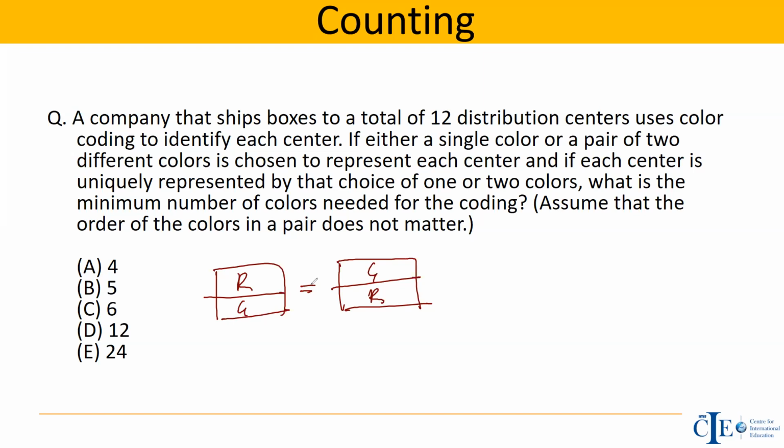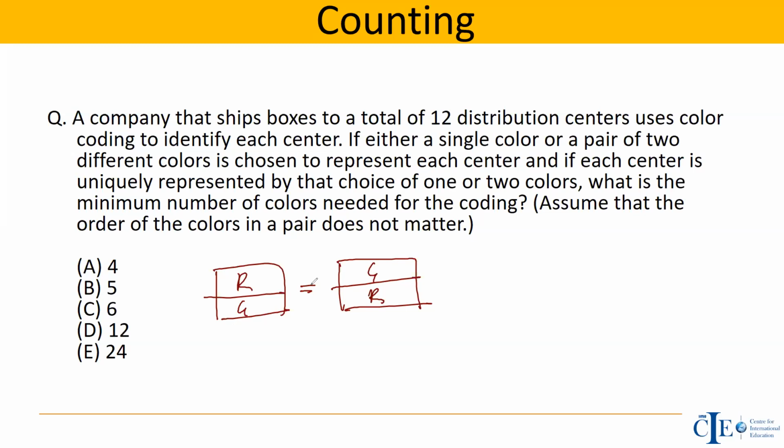Yes, given in the bracket, assume that the order of the color in the pair does not matter. If the order would have mattered, then yes. It's just that यार ये box है, let's say Amazon के boxes, cartons, red green है, तो carton को upside down रख सकते हैं, right? You can keep it anywhere, no? So it doesn't matter. It should belong to the same, no?